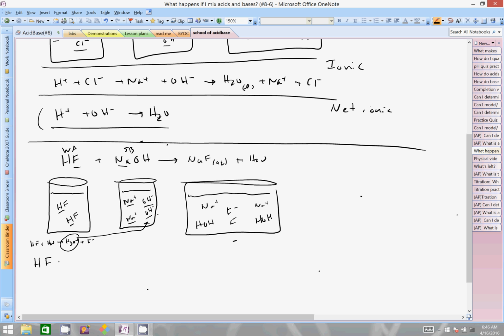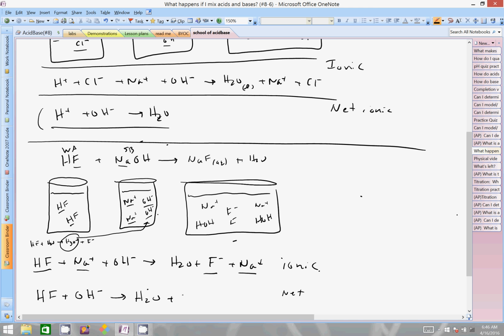HF, keep it together, plus Na plus OH negative yields H2O plus F negative plus Na plus. That's what it looks like. This is our ionic form. And our net ionic form, because technically a change occurred here, I'm going to leave as HF plus, now Na is our spectator, OH negative yields H2O plus F negative. And that is the net ionic for that guy. This is together because it's a weak acid, and the picture showed it together.